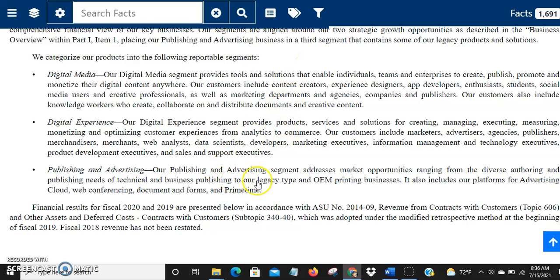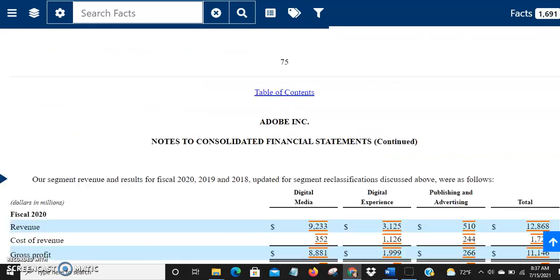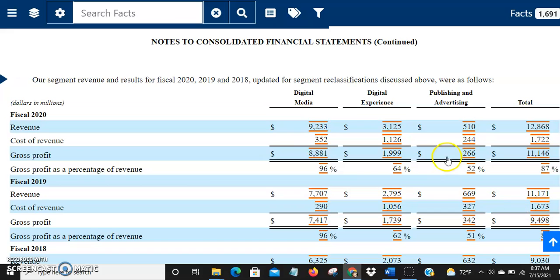And the publishing and advertising segment provides market opportunities ranging from the diverse authoring and publishing needs of technical and business publishing to legacy type and OEM printing businesses. For advertising, cloud, web conferences, document forms, and prime time. So if you come down here, you can see what the breakup is.